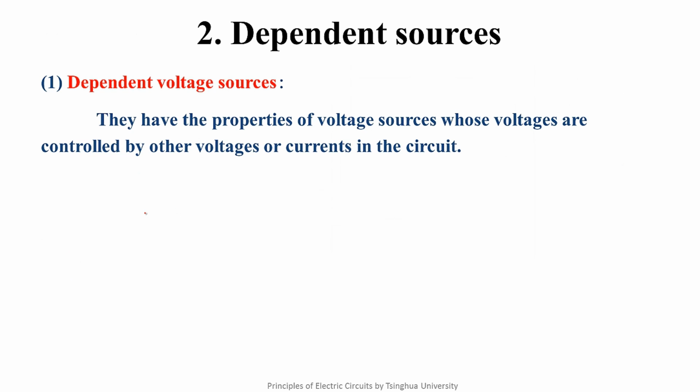This is the second part. They are controlled sources. They may be divided into two parts. One is called the controlled voltage source. It refers to the devices which have the property of the voltage sources. It means the property of a voltage source in the UI plane like this. It may be the US, but the value of US is controlled by other voltage or current in the circuit.